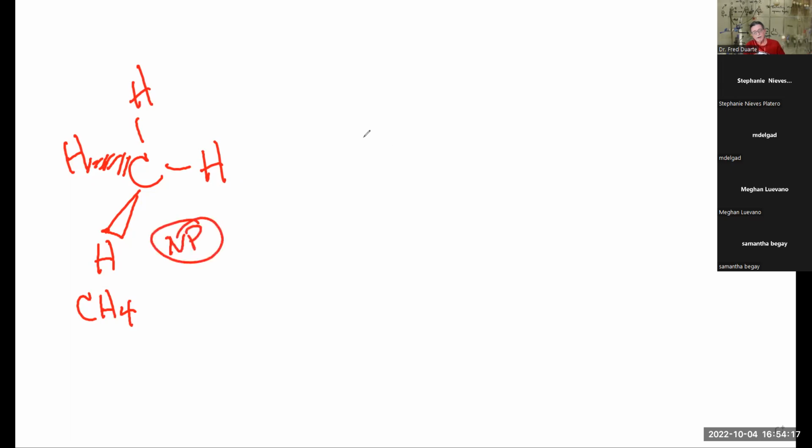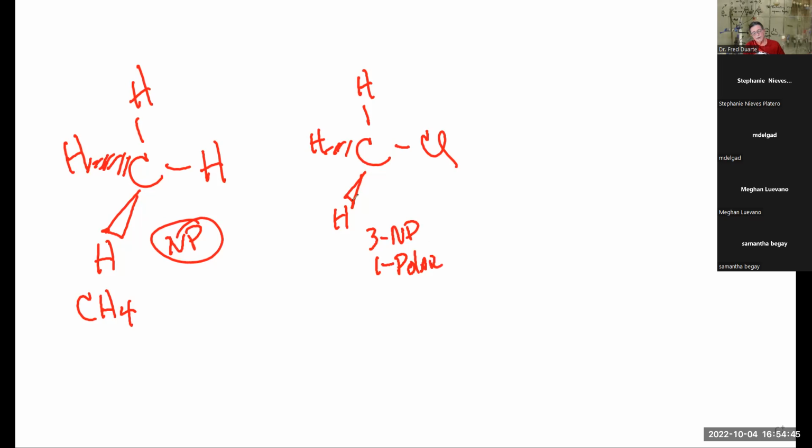Now, if you put in, let's say, a halogen, so we replace one of those hydrogens with, for argument's sake, chlorine. And so we have 3 nonpolar bonds and 1 polar bond. The carbon hydrogens are nonpolar, but we have 1 carbon chloride, which is polar. The result is that this species, with 1 chloride, is polar.